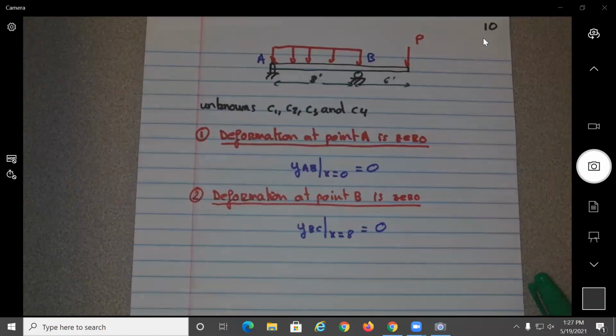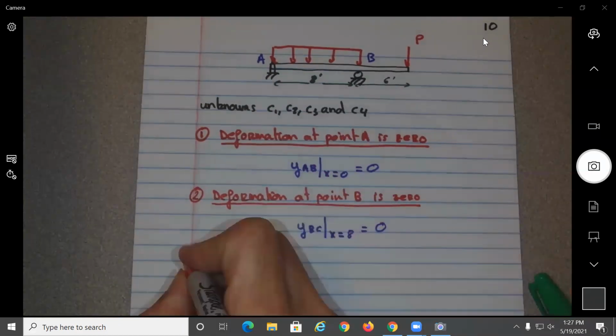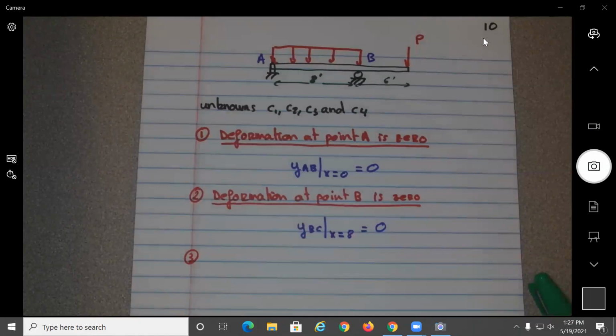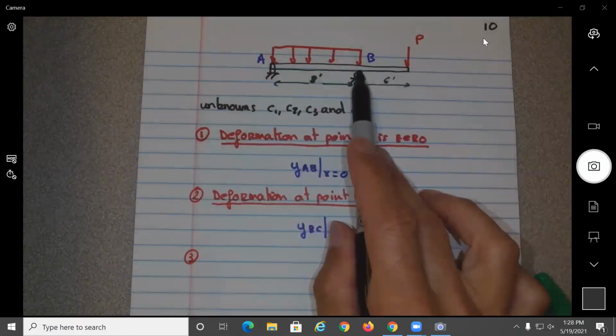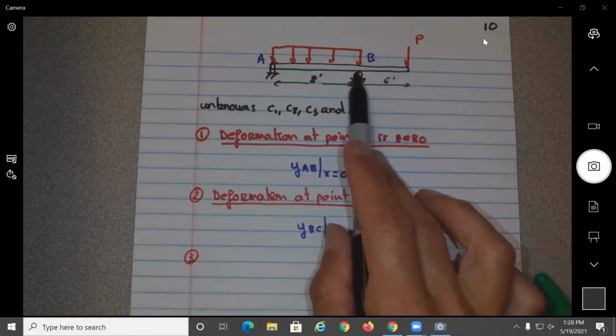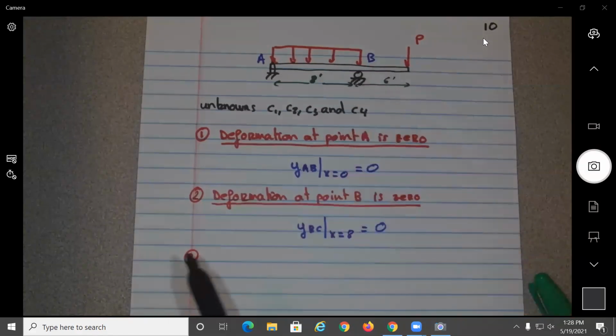Okay, but we have 4 unknowns, so that means that we need 4 equations. So we need 4 conditions. What could be the other 2 conditions? Is that we know that the deformation at point B must be the same, no? Since we have y of AB from this side and y of BC from this side, at this location here, we need to have that y of AB equals to y of BC in value, but also in order for the deformation to be continuous, what needs to be equal? The slope, no? You cannot have a jump. If you want a curve to be smooth, you need to have the slope to be equal, no?